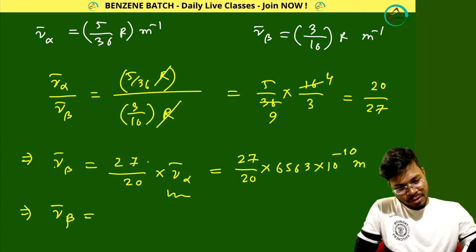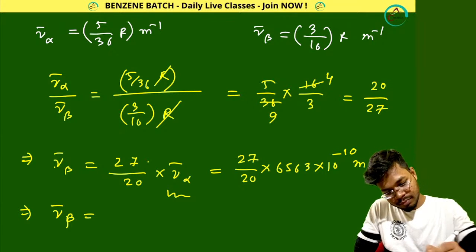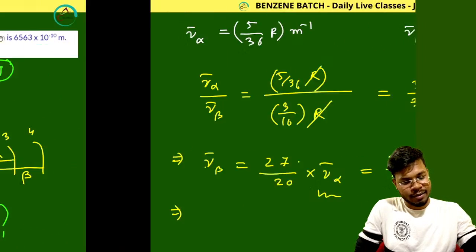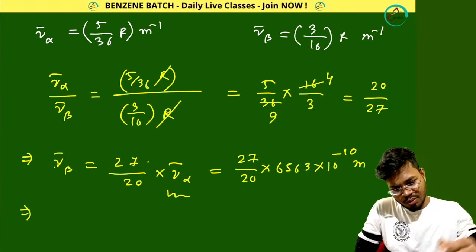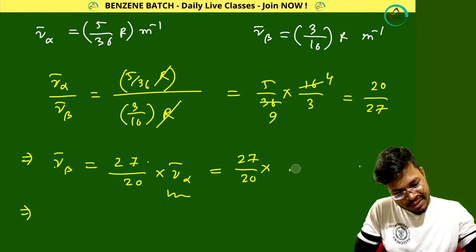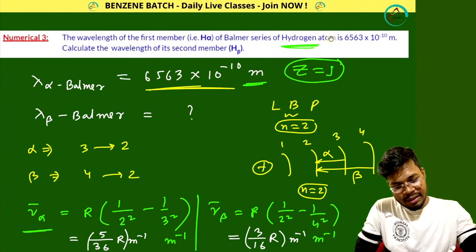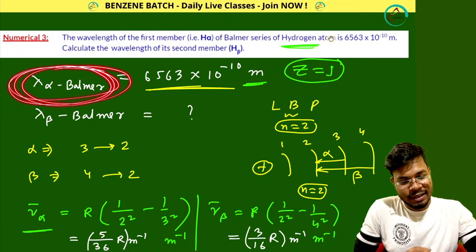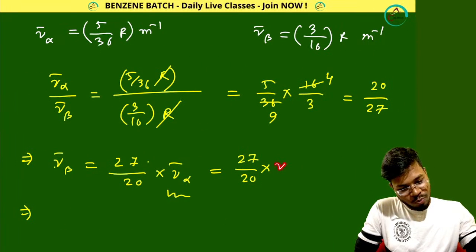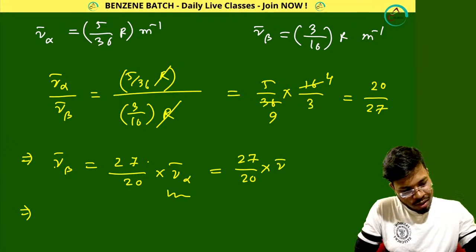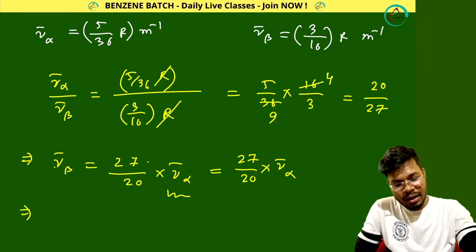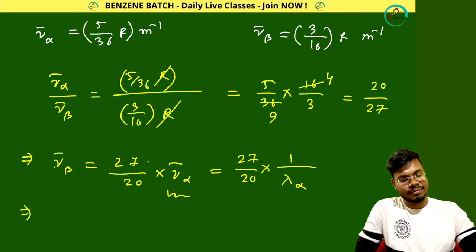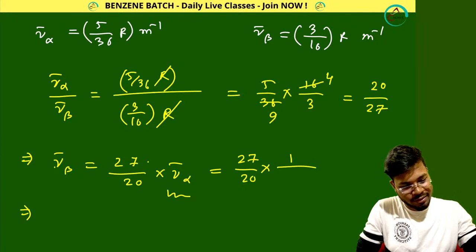Okay, so I will be getting this value for nu bar beta. I am sorry, just one second, I made a mistake. Nu bar is not given, lambda alpha is given. So here, what is nu bar alpha? You already know nu bar alpha means 1 by lambda alpha. Now put the value of lambda over here.